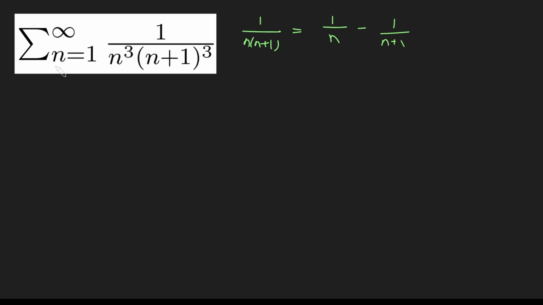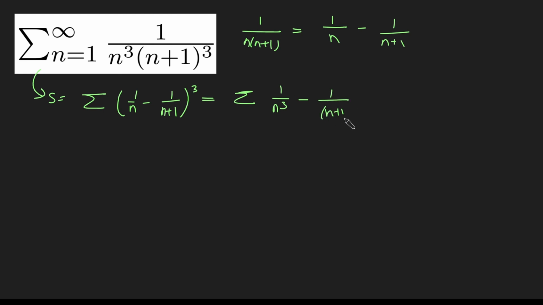So we're going to start with this. Let me call this sum S, and I'll probably ignore the limits for the time being, just to be a bit lazy. This is just going to be the sum of (1 over n minus 1 over n plus 1) cubed. Now just expanding this sum here, this is going to be the sum of 1 over n cubed minus 1 over (n plus 1) cubed.